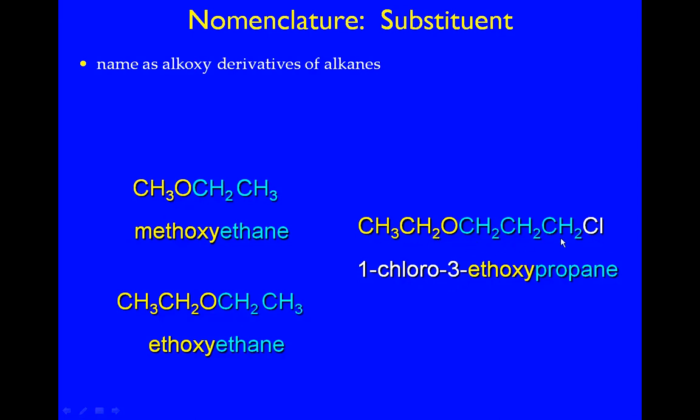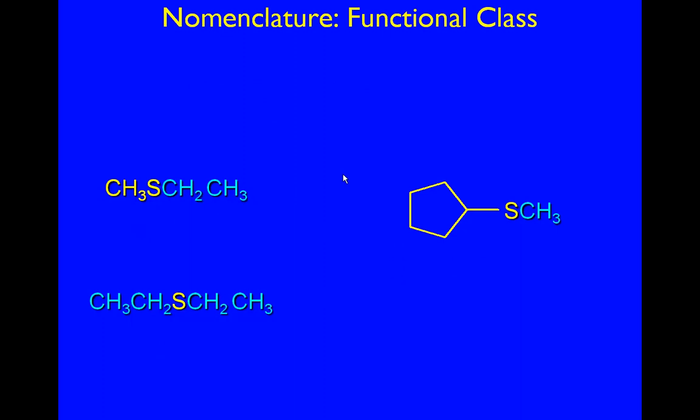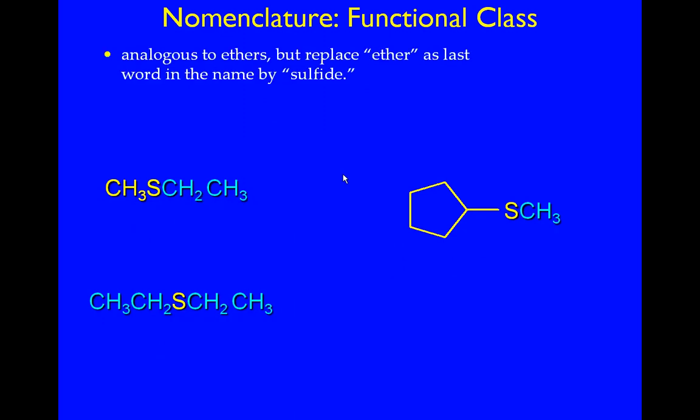1-chloro-3-ethoxypropane, ethoxyethane. This is naming them as alkoxy derivatives of alkanes. Okay, so sulfides, just replace the ether word with sulfide. This is the methyl ethyl group. So ethyl comes first on alphabetization. So ethyl methyl sulfide. This is diethyl sulfide.